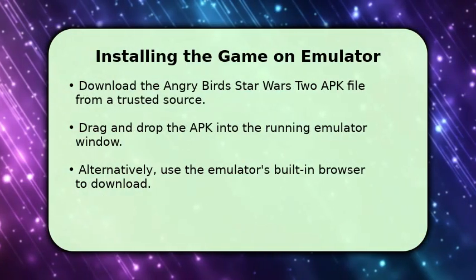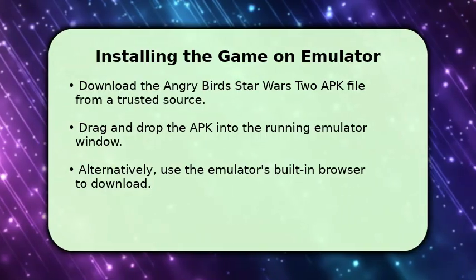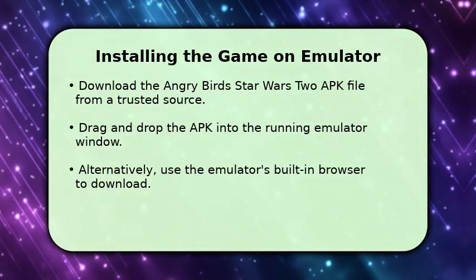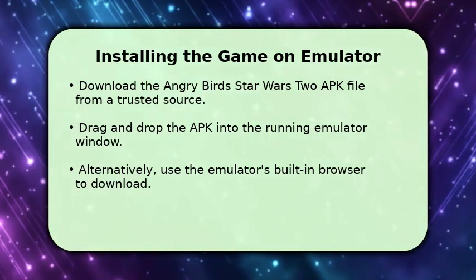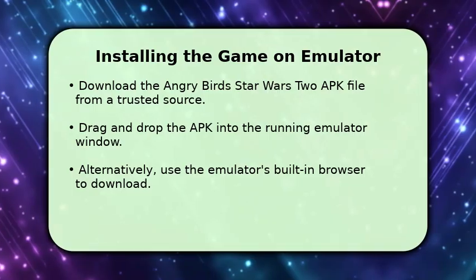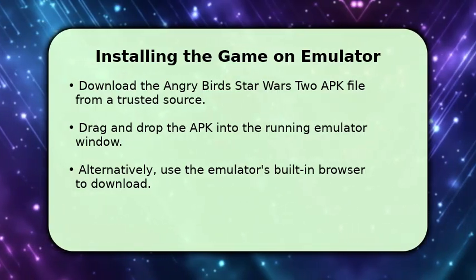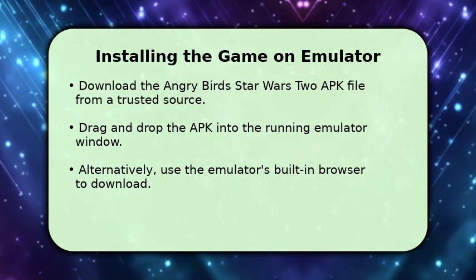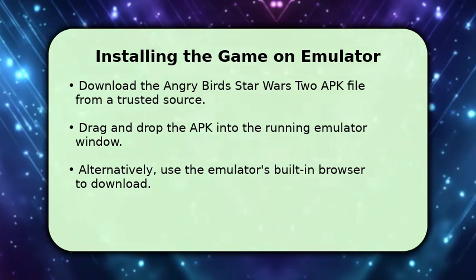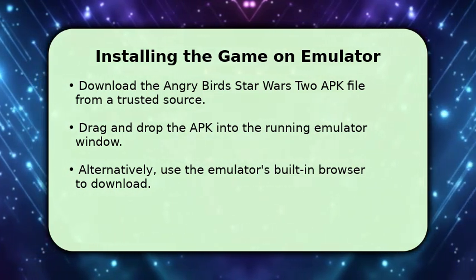Once your emulator is installed, you'll need the game's installation file, known as an APK. Search for Angry Birds Star Wars 2 APK from a reputable source. After downloading, simply drag the APK file into your open emulator window. The emulator will then automatically install the game, making it ready to launch and enjoy.